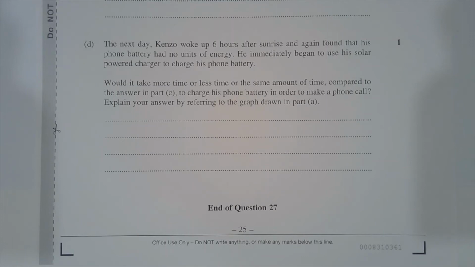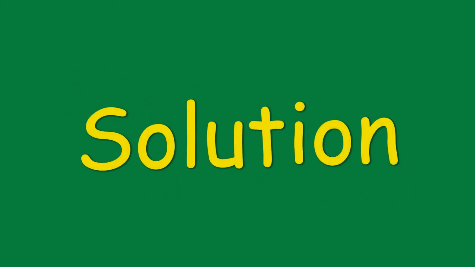Part D. The next day, Kenzo woke up 6 hours after sunrise and again found that his phone battery had no units of energy. He immediately began to use his solar-powered charger to charge his phone battery. Would it take more time or less time or the same amount of time compared to the answer in Part C to charge his phone battery in order to make a phone call? Explain your answer by referring to the graph drawn in Part A.